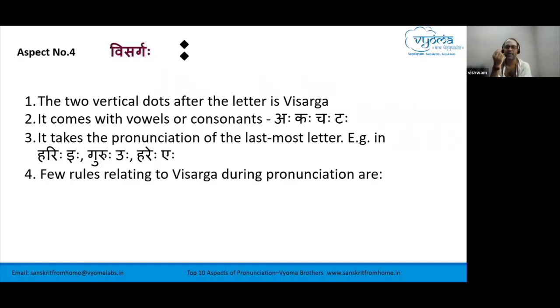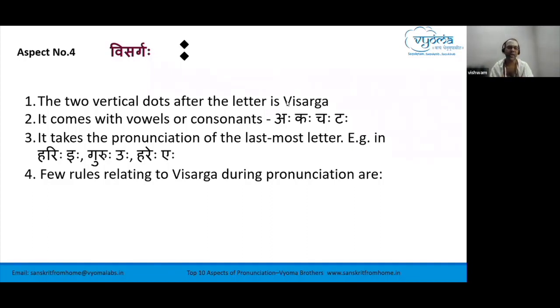The Anuswara, since it is one dot, you don't know vertical or horizontal, it just sits on top. But since there are two now, you know that these two are vertical, like a straight vertical line. So two vertical dots after any letter is called Visarga. So from a letter we put the visarga like this. Absolutely. You have to put it that way.